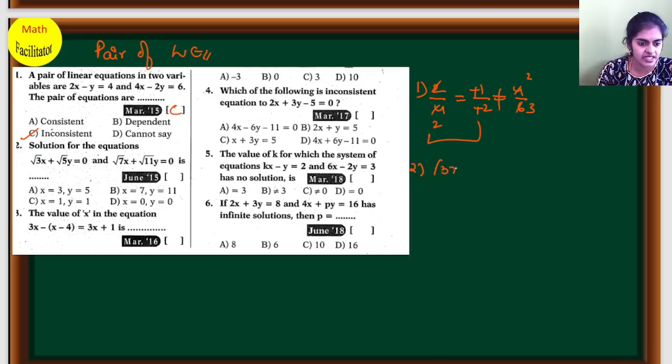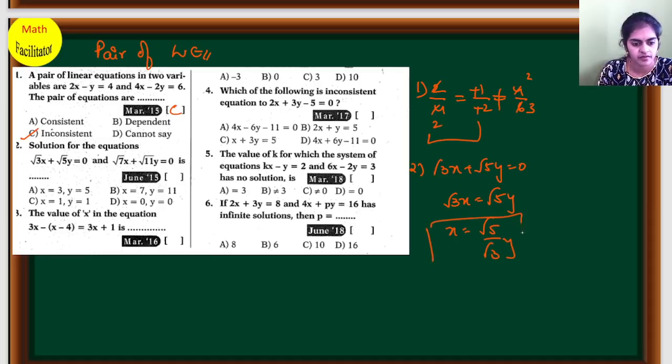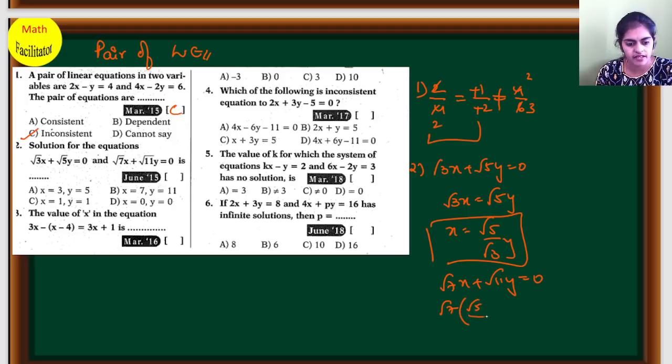So root 3x plus root 5y equal to 0. From here I can write root 3x equal to root 5y, or I can write x equal to root 5 by root 3 into y. So this I'll substitute in the second equation. What is the second equation I have? Root 7x plus root 11y equal to 0. So root 7 into x is root 7 into root 5 by root 3 into y plus root 11y equals 0. So here I can write this as root 7 into root 5 is root 35y, plus, if I take LCM, root 3 into root 11 is root 33y, equal to 0.